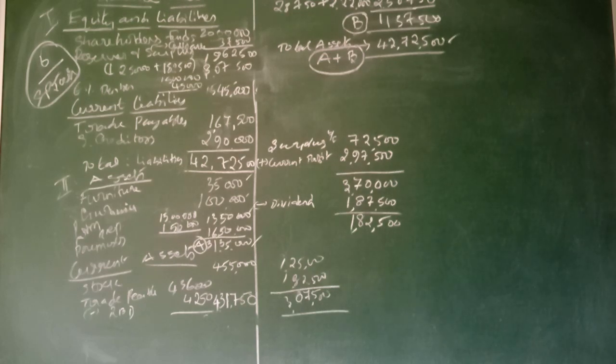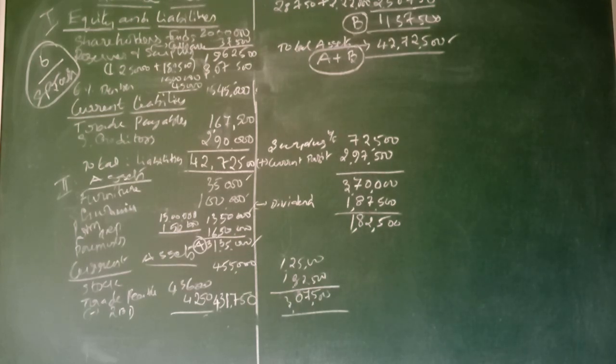For the surplus account, we should take the surplus and the current year profit that we ascertained in the P&L. Then the dividend, any information given like that, should be deducted. That comes to 1,82,500. That should be taken under Schedule number 2, reserves and surplus. Reserves you know very well. Under surplus we have to take this 1,82,500, the amount of surplus we have ascertained.